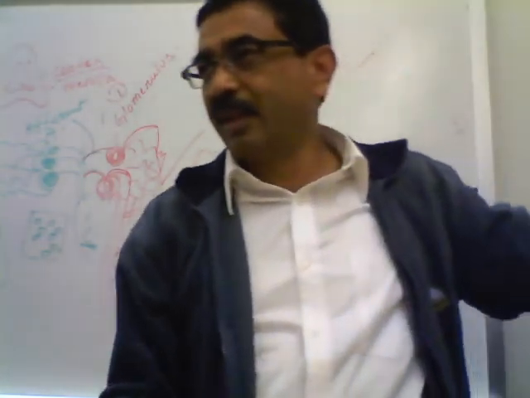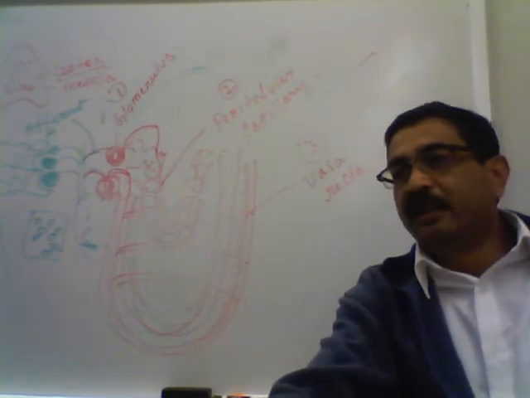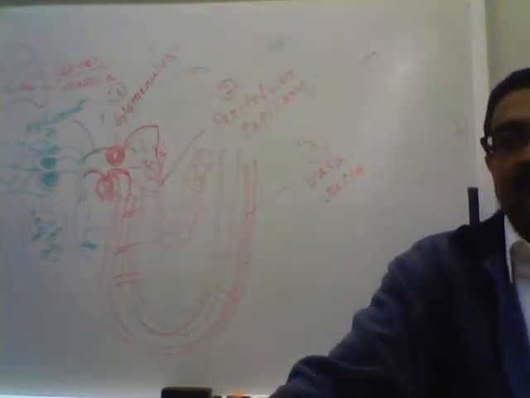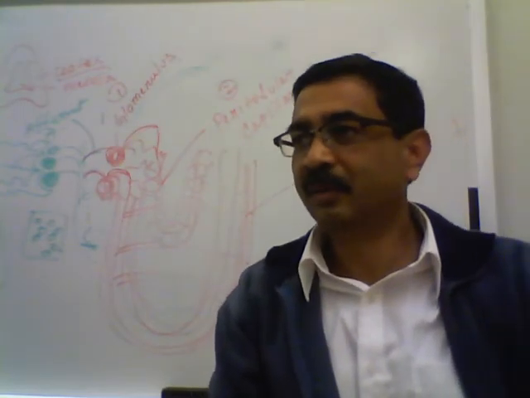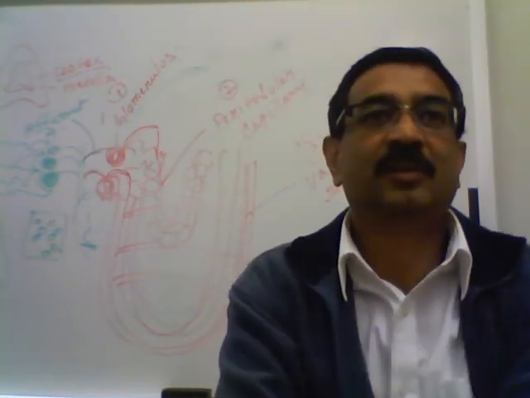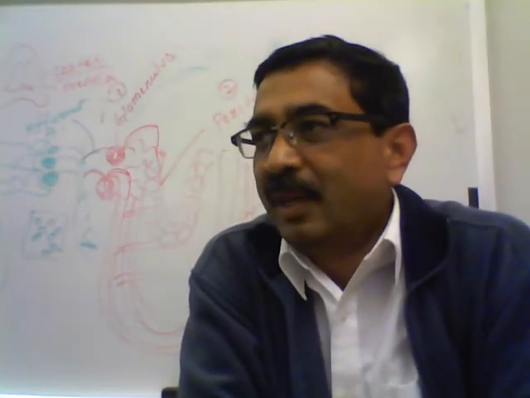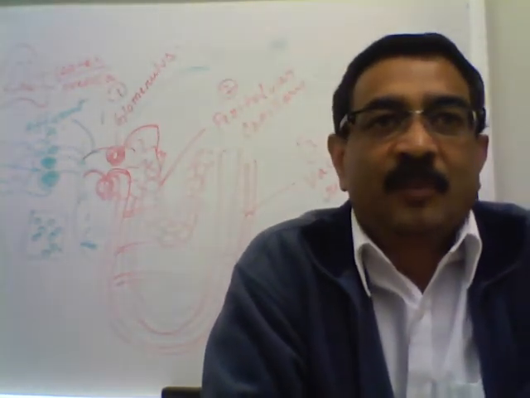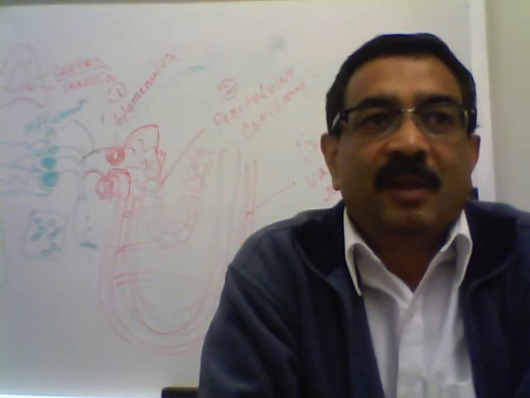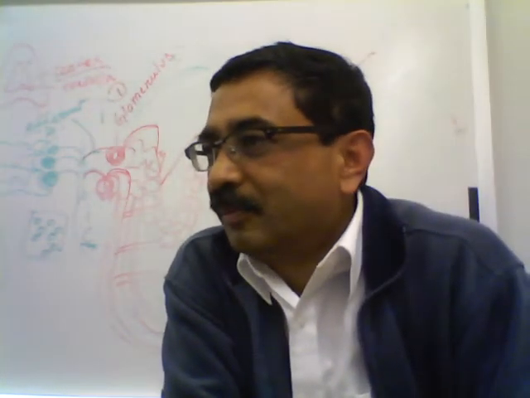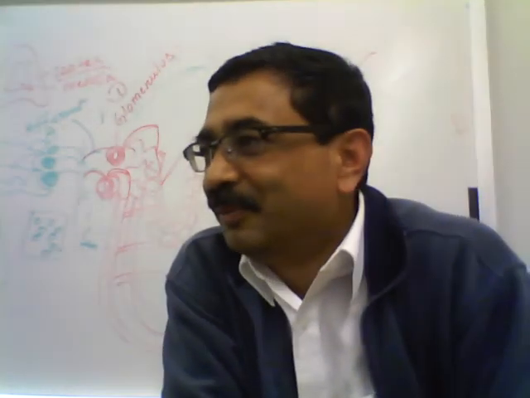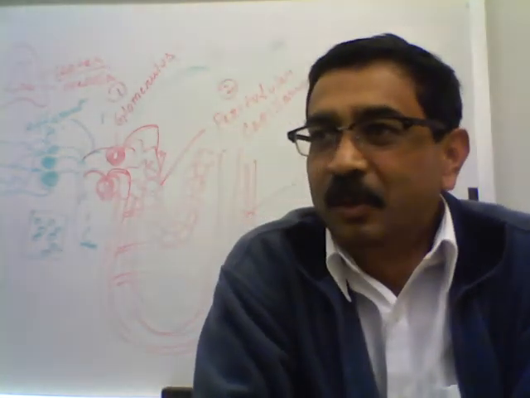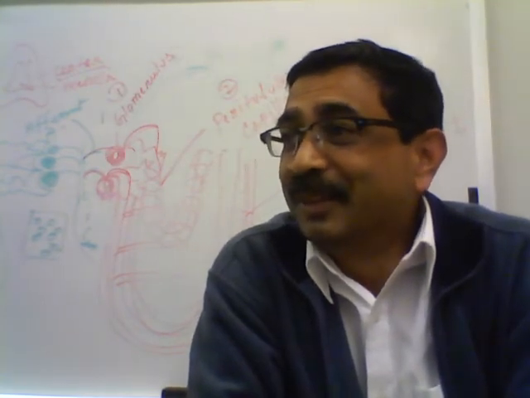Glomerulus is a tuft or ball of capillary. Peritubular capillary is around the short loop. And vasa recta is around the long loop of Henle. Which one looks like a ladder? Vasa recta. Okay. Which one is like a ball? Glomerulus, right? Those are the questions I'll ask you in the test.